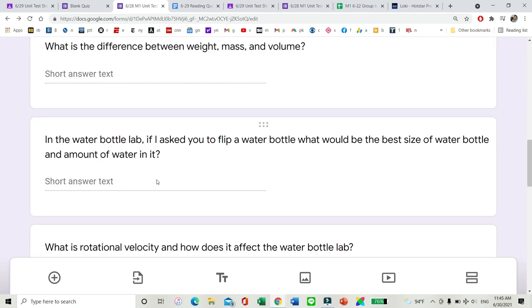In the water bottle lab, if I asked you to flip a water bottle, what would be the best size of water bottle and amount of water in it? Probably a medium water bottle with a square base, and the water should be about half or less.